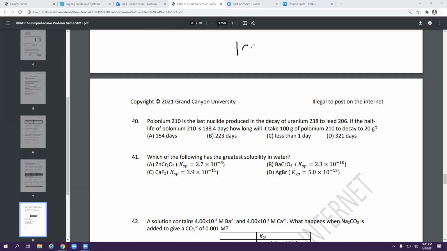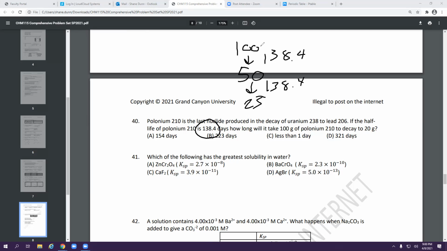So you have to manipulate it. Okay, so what does half-life mean? Basically, in 138 days, half of what I have is gone. So what's half of 100? 50. That took 138 days. Okay, am I anywhere close to 20 grams now? Another 138 days pass. I get 25.